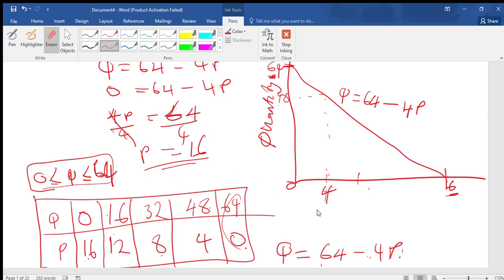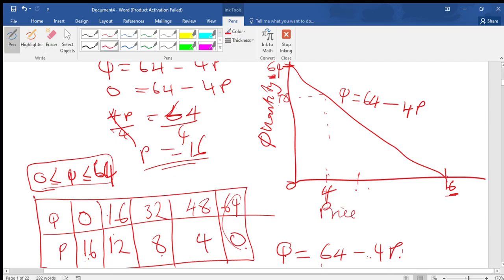when price is 8, if I bump into this curve, I'm going to have the quantity value to be 32 at that particular point. When price is 12, when I bump into that curve, I'm going to have another particular value this side, which is what? 16. So you can see that the higher the price value, the less the demand function we are going to be having. That's the concept.